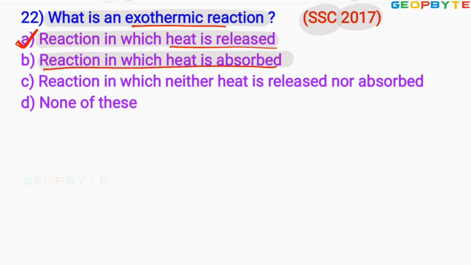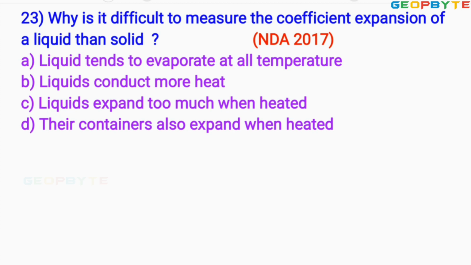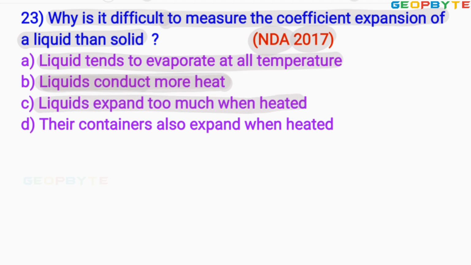Let us take the next problem. Look at the problem given in 2017 for NDA like this. Why is it difficult to measure the coefficient of expansion of liquid than solid? Option A, liquid tends to evaporate at all temperatures. Option B, liquids contract more. Option C, liquids conduct more heat. Option D, liquids expand too much when heated.